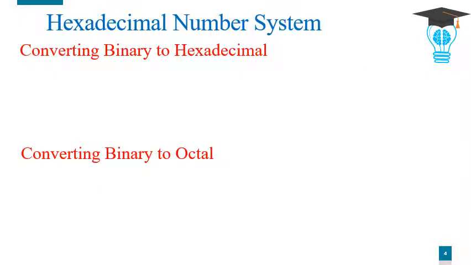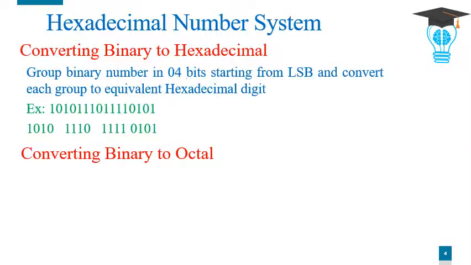Converting binary to hexadecimal. To convert binary to hexadecimal, you first group the binary number in 4 bits starting from the LSB: first group, second group, third group, and a fourth group. They are written below. The first group is 0101, the second group is 1111, the third group is 1110, and the fourth group is 1010.